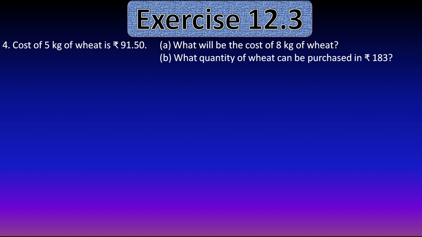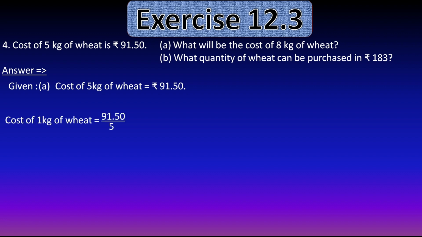Okay, first of all we will solve for A. The given is what? Cost of 5 kg of wheat is rupees 91.50 and we have to find for 8 kg. So first we will find for 1 kg. The cost of 1 kg of wheat can be found out by dividing 91.50 by 5. Now here 91.50 is in decimal point.